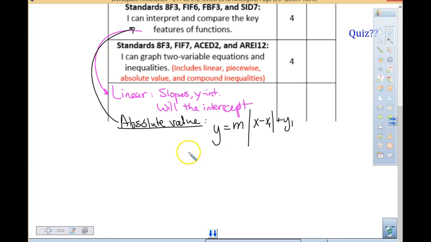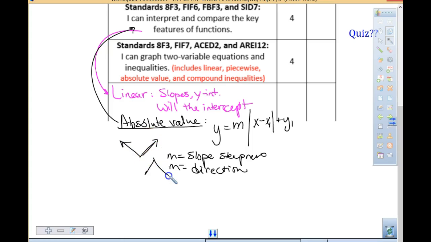So the m determines the slope, right, which is the steepness. What else does it determine? If it goes up or down, right, it determines the direction. So the m affects both the steepness and the direction, right? If it's a positive m, we have our v going up. If it's a negative m, that v is going down, right? So that's how the m affects it.